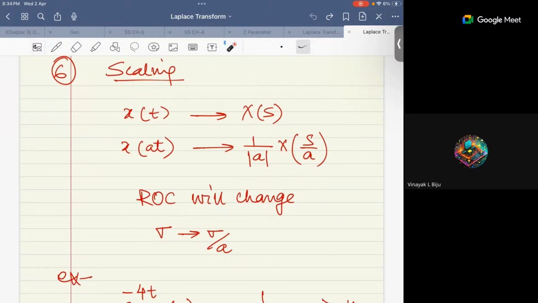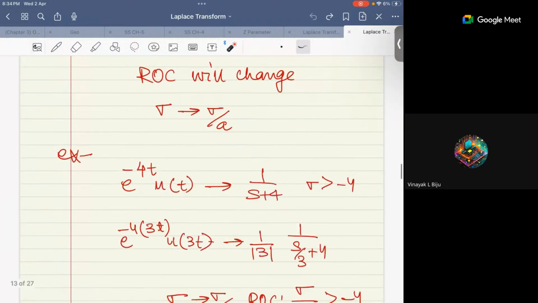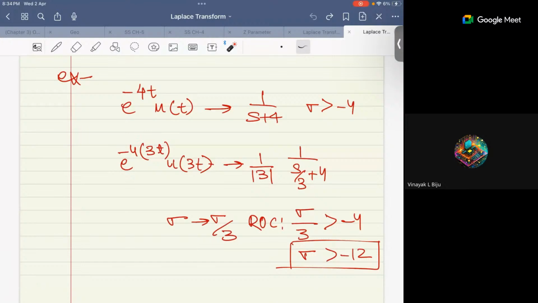Till now, for many of the properties that we have dealt with, s was not getting impacted, so the ROC was the same. But here s is getting impacted, s upon a. That means sigma also will get replaced with sigma upon a. Simple. Okay, for example, e to the power minus 4t ut. You have to calculate the Laplace transform. You already know that for this signal, minus 4 is the pole. That means 1 upon s plus 4, and sigma greater than minus 4.